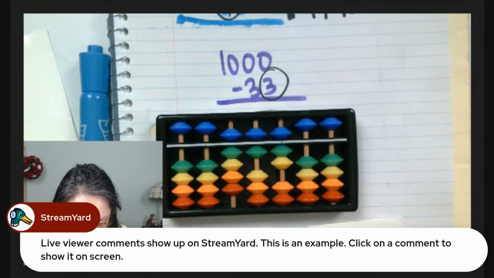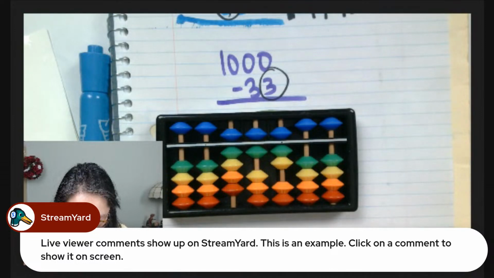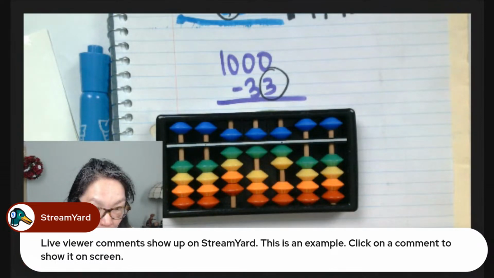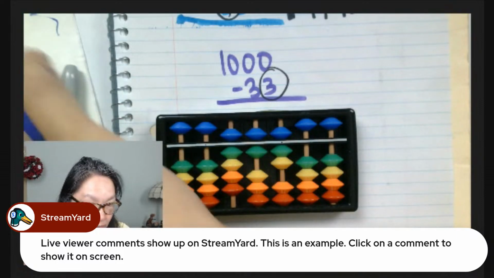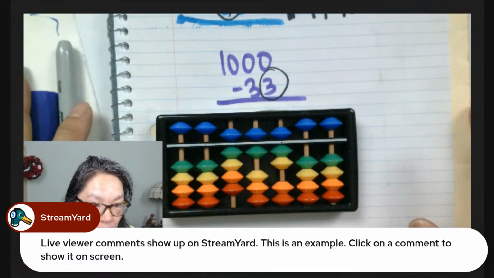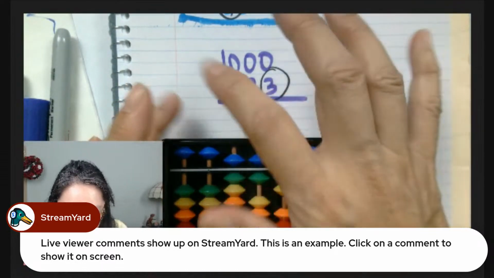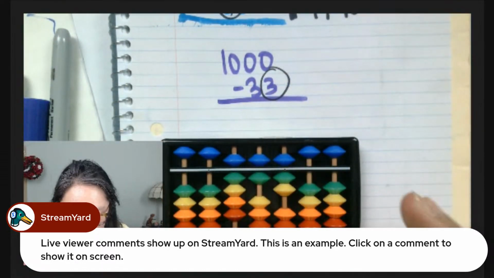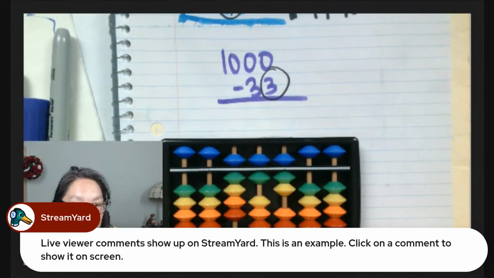So, to each their own. But I think left to right, it makes more sense to me. Okay. Anybody have any questions? All right. Anybody else? Okay. So, wow. Hello, Lily. Hello, thank you for the follow. So, yeah, you could go left to right. You just got to do a lot of work in the beginning. All right. Anybody have any questions?